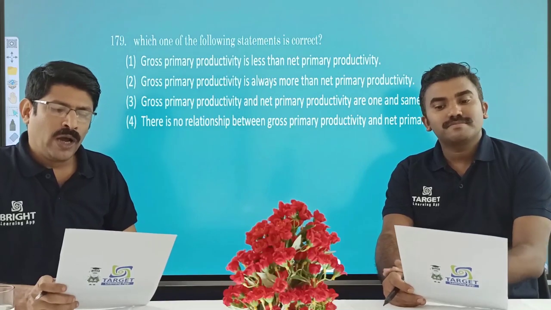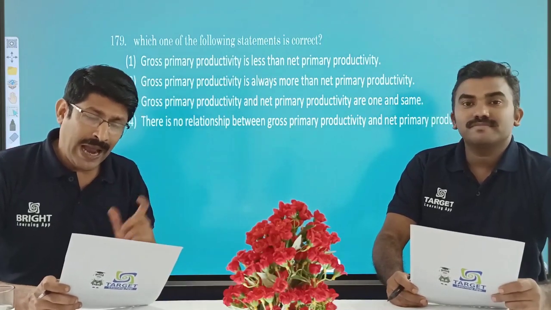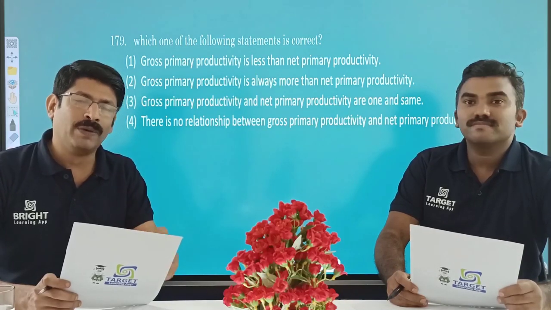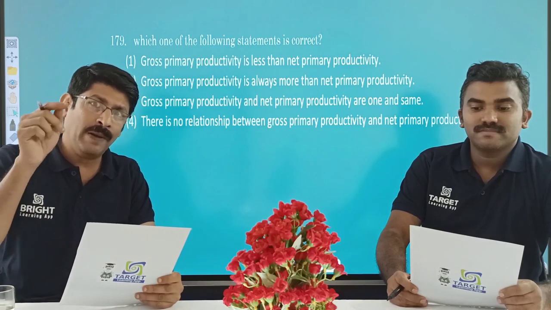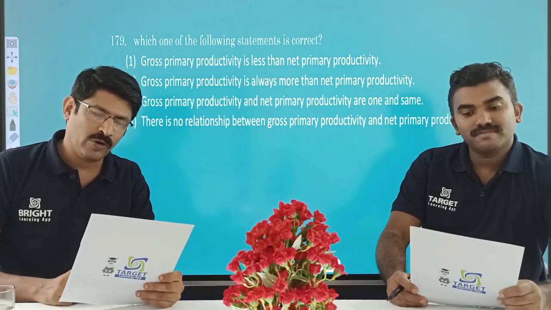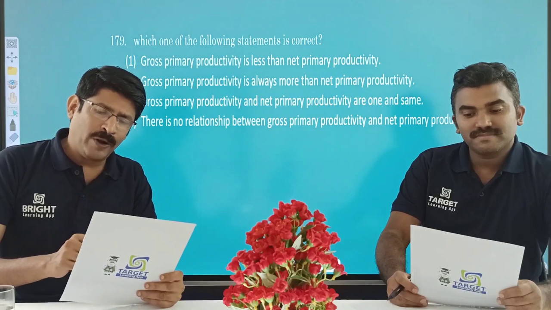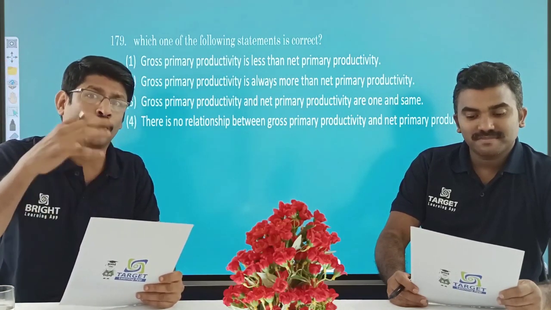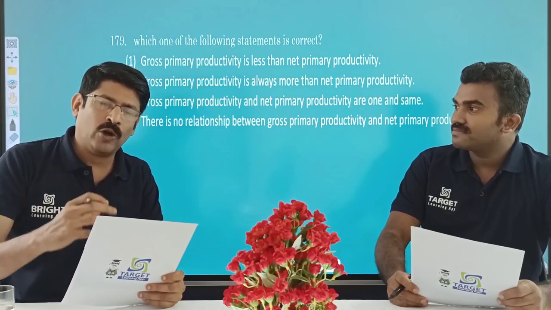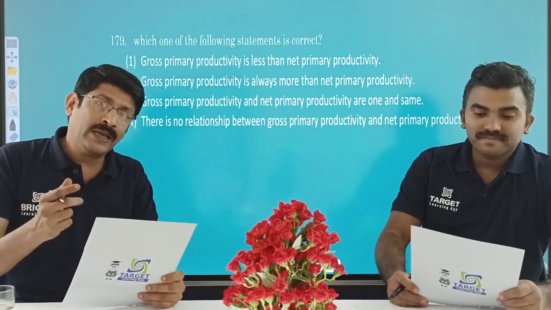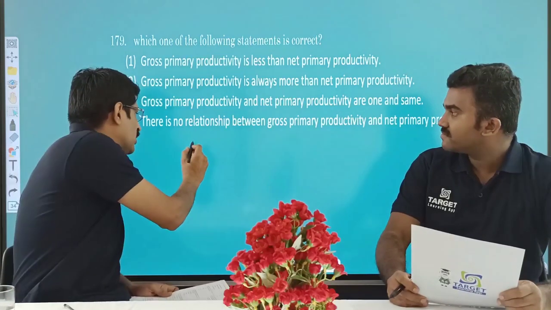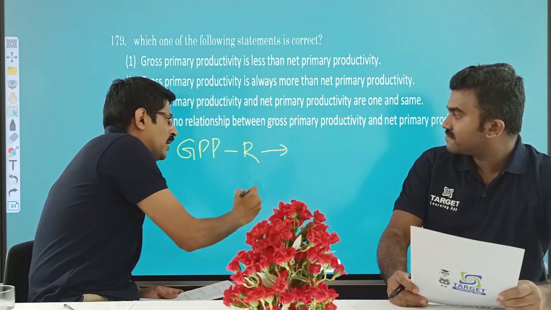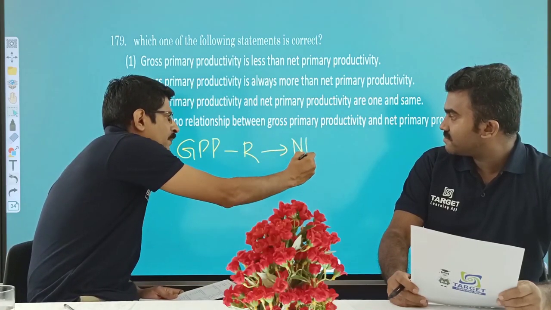Question 179, in relation to gross primary productivity, GPP, and NPP, that is net primary productivity of an ecosystem. Which of the following statements is correct, related to the chapter Ecosystem, the functions of an ecosystem? Gross primary productivity is always less than net primary productivity. No, gross primary productivity is the total rate of photosynthesis occurring at a particular space at a particular time. From that, R is reduced. From the GPP, the respiratory rate is reduced, and we will get NPP, net primary productivity.